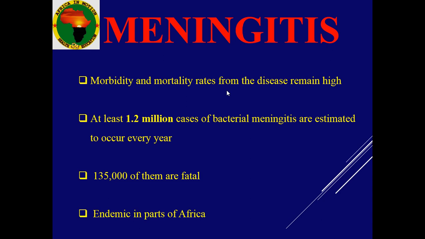At least 1.2 million cases are reported every year. It's unfortunate that we still have a big number. That's why we need to talk about this condition. It is among our priorities because it is among the top killer diseases. At least 10% of these 1.2 million people will die because of meningitis. It's a high number. And it is endemic in some parts of Africa.